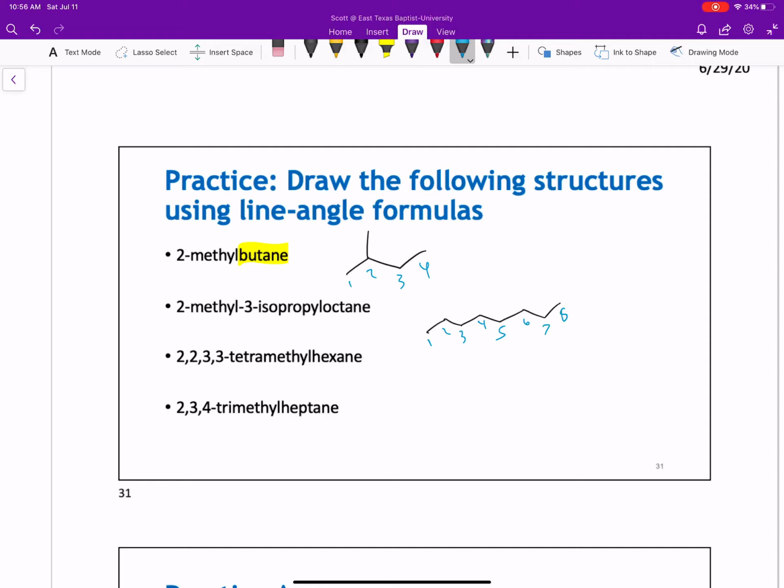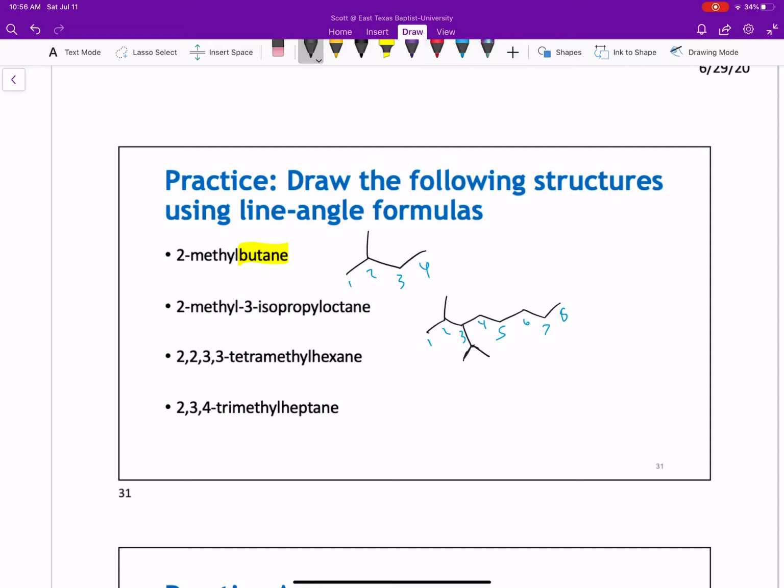And it wants a 2-methyl, so at 2 I draw me a methyl, and at 3 I draw me an isopropyl group, okay? Which kind of looks like a V connected to the main chain using a line.